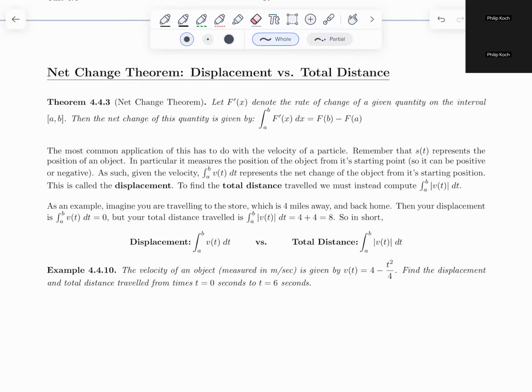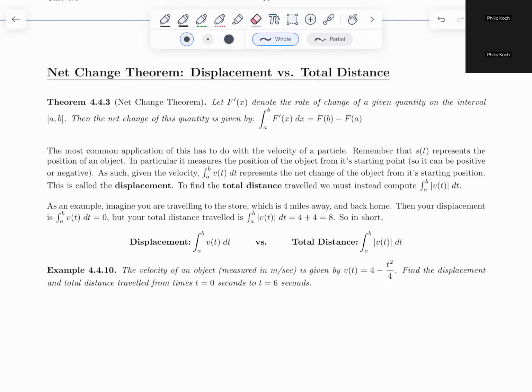So the most common example is talking about velocity and specifically position functions, right? The antiderivative of velocity is the position. So if you take the definite integral of v of t, then that's going to be the net change, because you're going to get the position function.